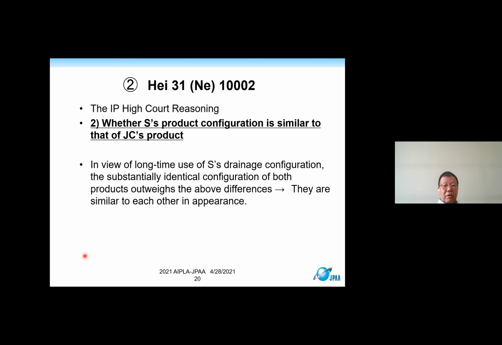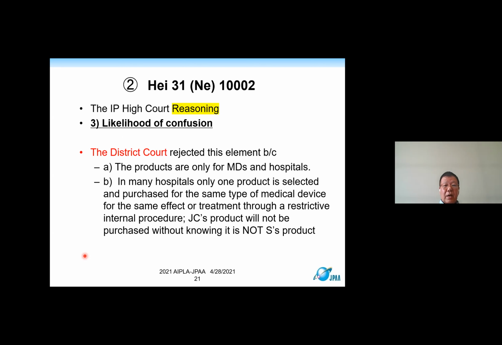But the IP High Court said, in view of the long-time use of Sumitomo's drainage configuration, the substantially identical configuration of both products outweighs the above differences. So they are similar to each other in appearance. That's called recognition. So the second element is met. Regarding the third element, likelihood of confusion.